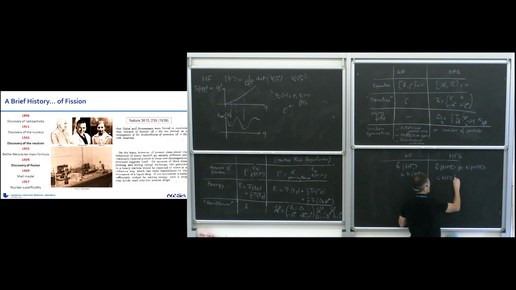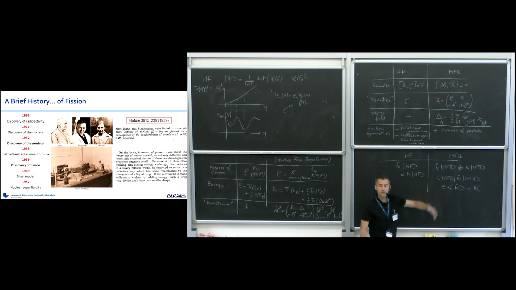that means something like this, which is this, is equal to whatever value we want. So it's not exactly the same as having an eigenstate, but it's better than nothing because at least we know that the average number is correct.